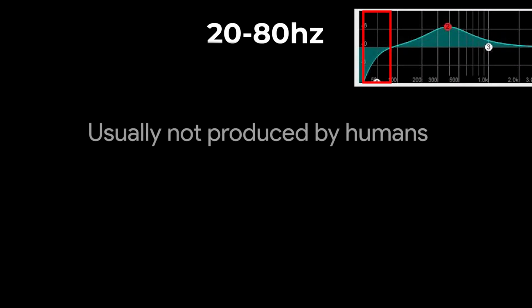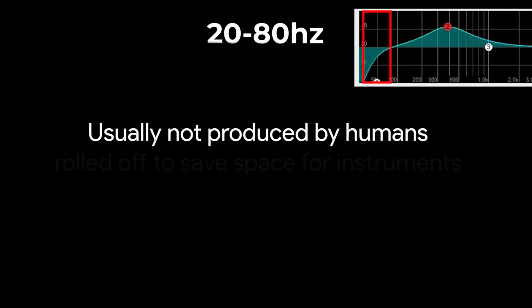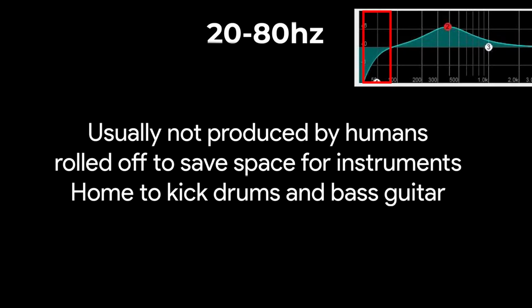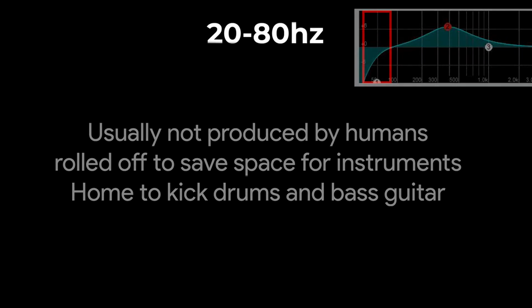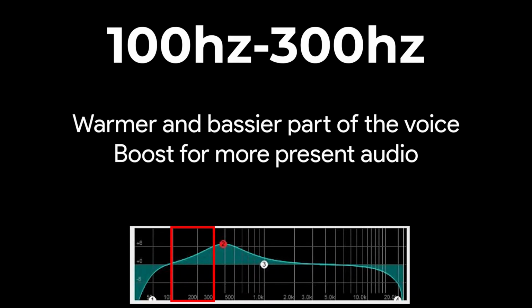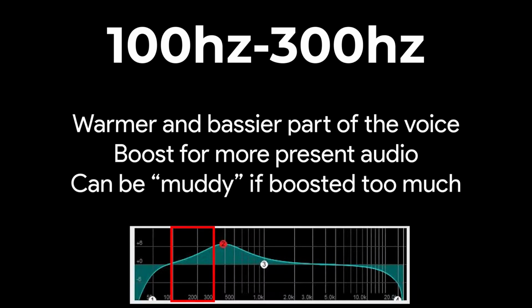This range of frequencies is usually not produced by humans and in studios is usually rolled off, because it is usually home to bass guitar or kick drums, really bassy, low drums. This range is the warmer and bassier part of the voice. We would want to increase it to make our vocals more present and warmer.